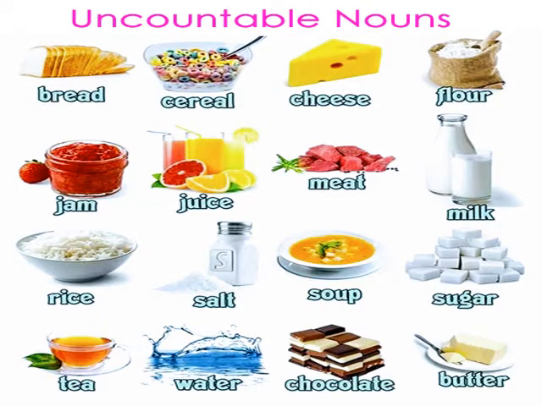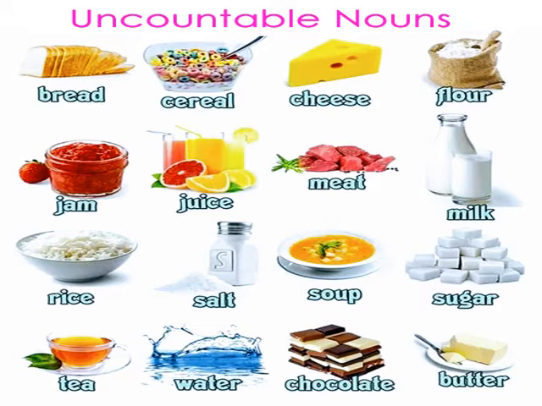Here are a few uncountable noun pictures given. Bread. If there is more bread, we cannot count it. Cereal. Cereals means rice, ragi, jowar, bajra, maize, all these are cereals. We cannot count it. Cheese. Cheese also we cannot count. Flour. Any flour. Wheat flour, rice flour, all these are flours. So we cannot count them.